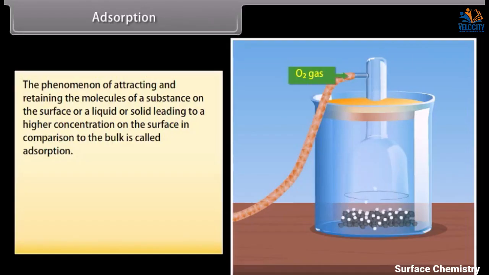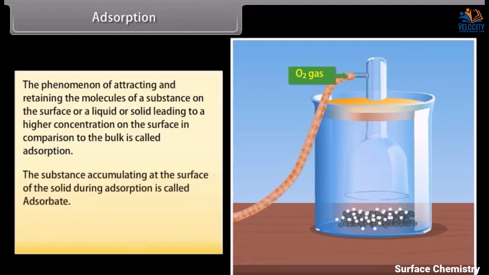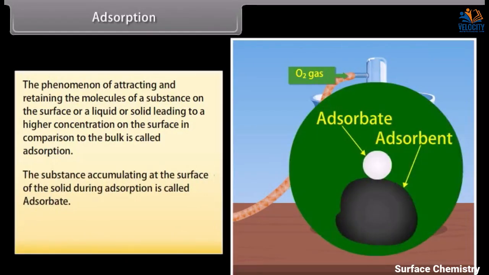For example, when oxygen gas is taken in a closed vessel containing powdered charcoal, then the pressure inside the enclosed vessel decreases. This is due to adsorption of the gas molecules on the surface of charcoal. The substance accumulating at the surface of the solid during adsorption is called adsorbate. The surface on which adsorption occurs is called adsorbent.